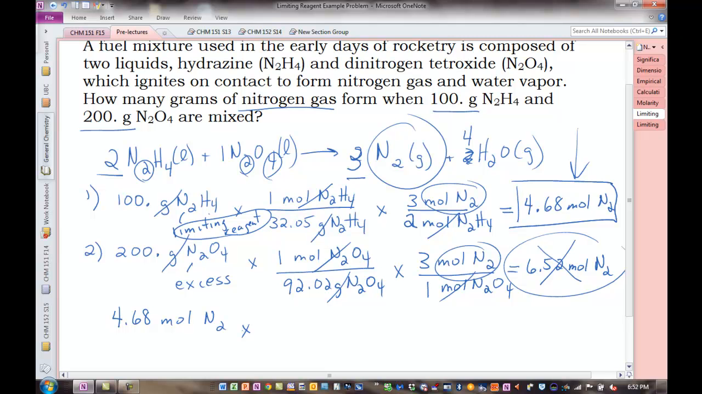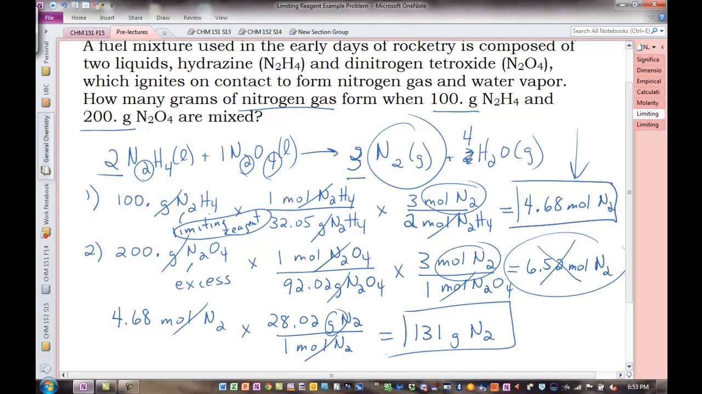Molar mass of nitrogen is going to be a little over 28. It's about 28.02 grams of nitrogen in 1 mole of nitrogen. Moles cancel, leaving us grams, which is what we want. And we end up to 3 sig figs, about 131 grams of nitrogen. And there's our correct answer. All right? There you go. That's a limiting reagent example problem.